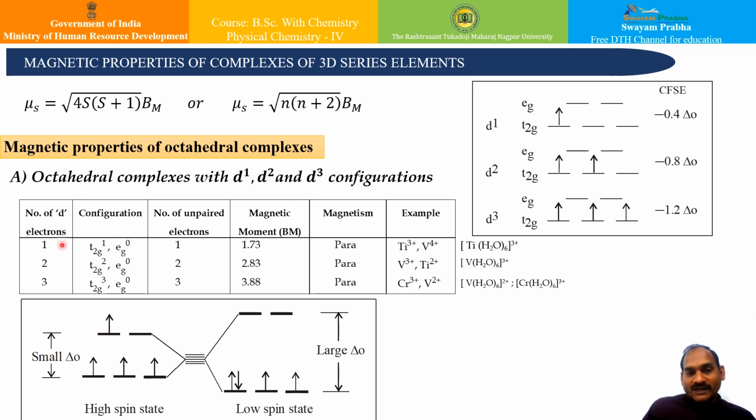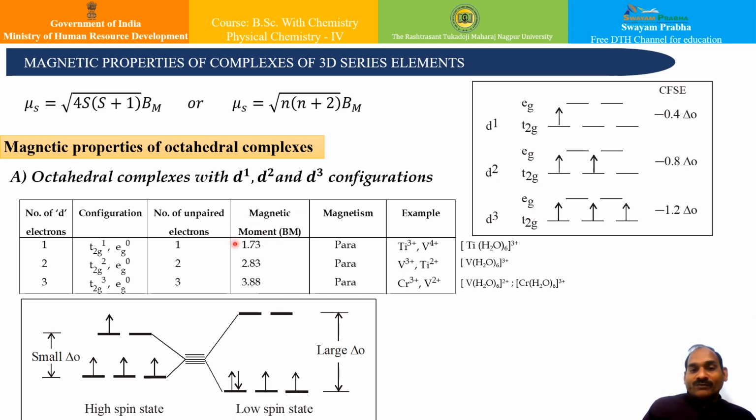This table particularly will give you the number of unpaired electrons. You can find out the magnetic moment. Now substitute this value over here. n is equal to 1. If you substitute over here, 1 plus 2 is 3, so 3 into 1 is 3. The square root of 3 BM is 1.73 BM.